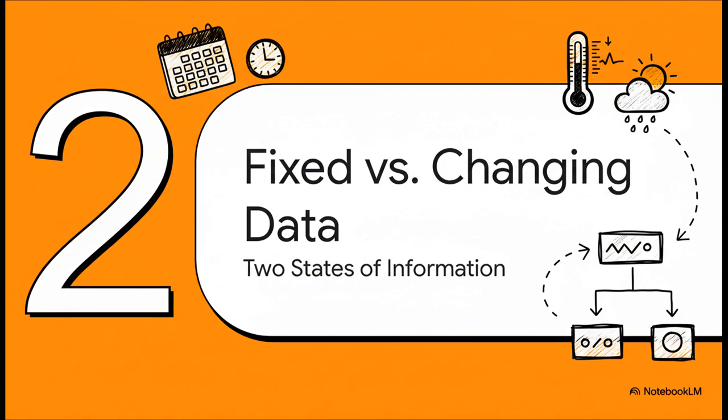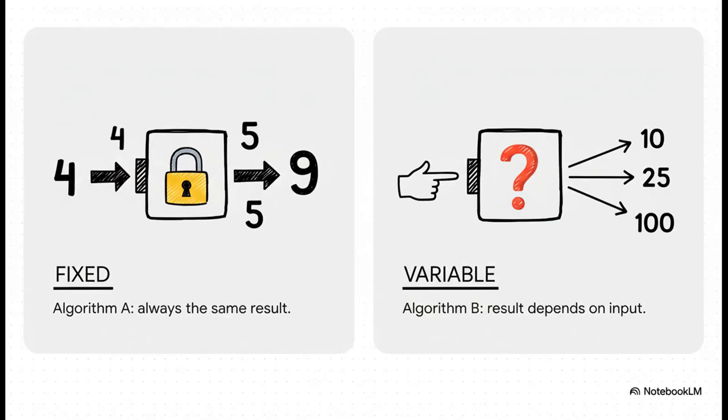And the logic they follow to do that, we call that an algorithm. And you can see that difference right here. Over on the left, algorithm A is always going to give you the number 9. No question about it. It's predictable because its data is fixed. But look at algorithm B. It's dynamic. Its result completely depends on whatever number you decide to type in. The data is variable. And that distinction, that's the first major piece of our puzzle.